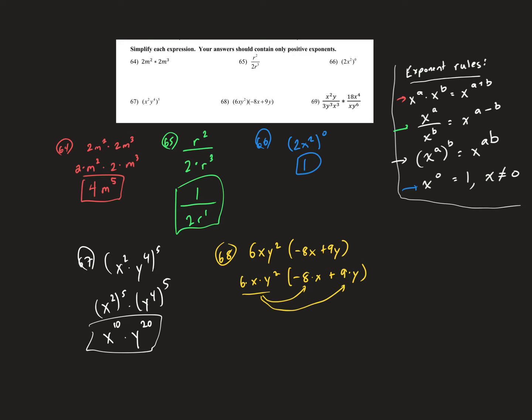Let's see, 6 times negative 8, x times x, and then the y squared doesn't have anything to multiply by it. And then plus, now we distribute it to the second thing. 6 times 9, x, there's nothing to multiply it by, so it stays x. And then y squared times y.